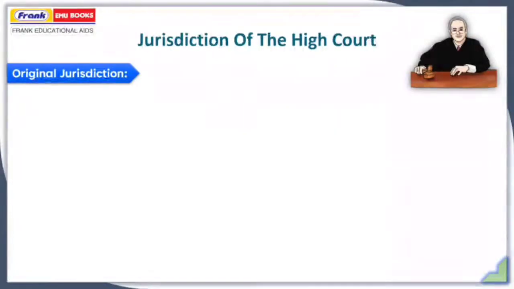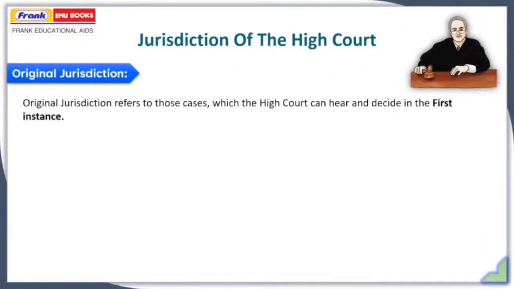Now move ahead to the jurisdiction of the High Court. Original jurisdiction. Original jurisdiction means those cases in which the High Court can hear and decide in the first instance. If you have such matters, you can directly approach the High Court. You don't need to go to the district or subordinate court first.